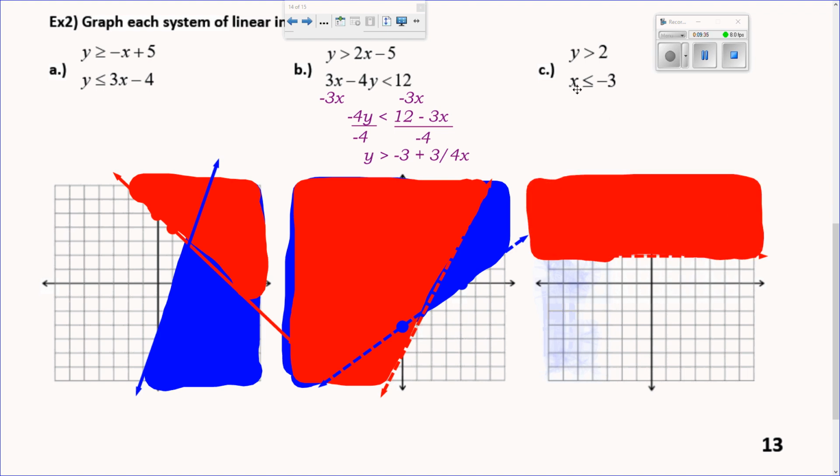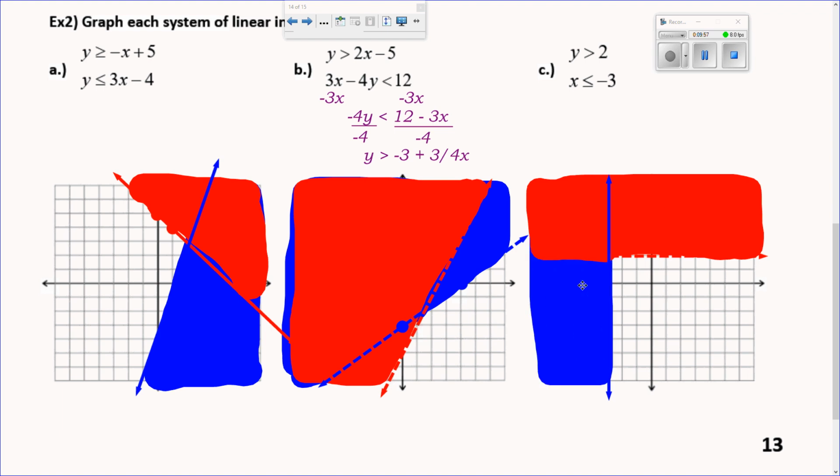And then when we have x equals, is that horizontal or vertical? That's vertical. And is it going to be solid or dotted? It's going to be solid because it could equal 3, -3. And am I going to shade to the right or to the left? I'm going to shade to the left because I want numbers that are less than -3. And then this little corner right here, any point in there is a solution.